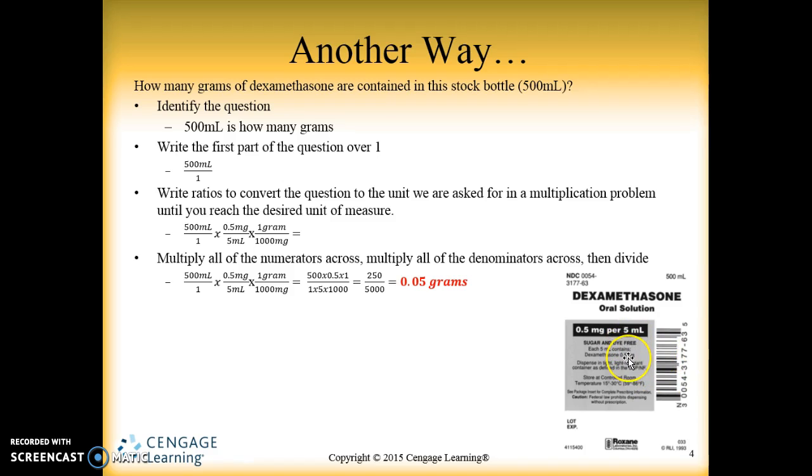So now we have converted milliliters to grams based on this stock bottle, and we were able to do that using dimensional analysis. Again, my dimensional analysis approach is a little bit different than this textbook shows you, but if this makes a little more sense to you, feel free to use this method as well.